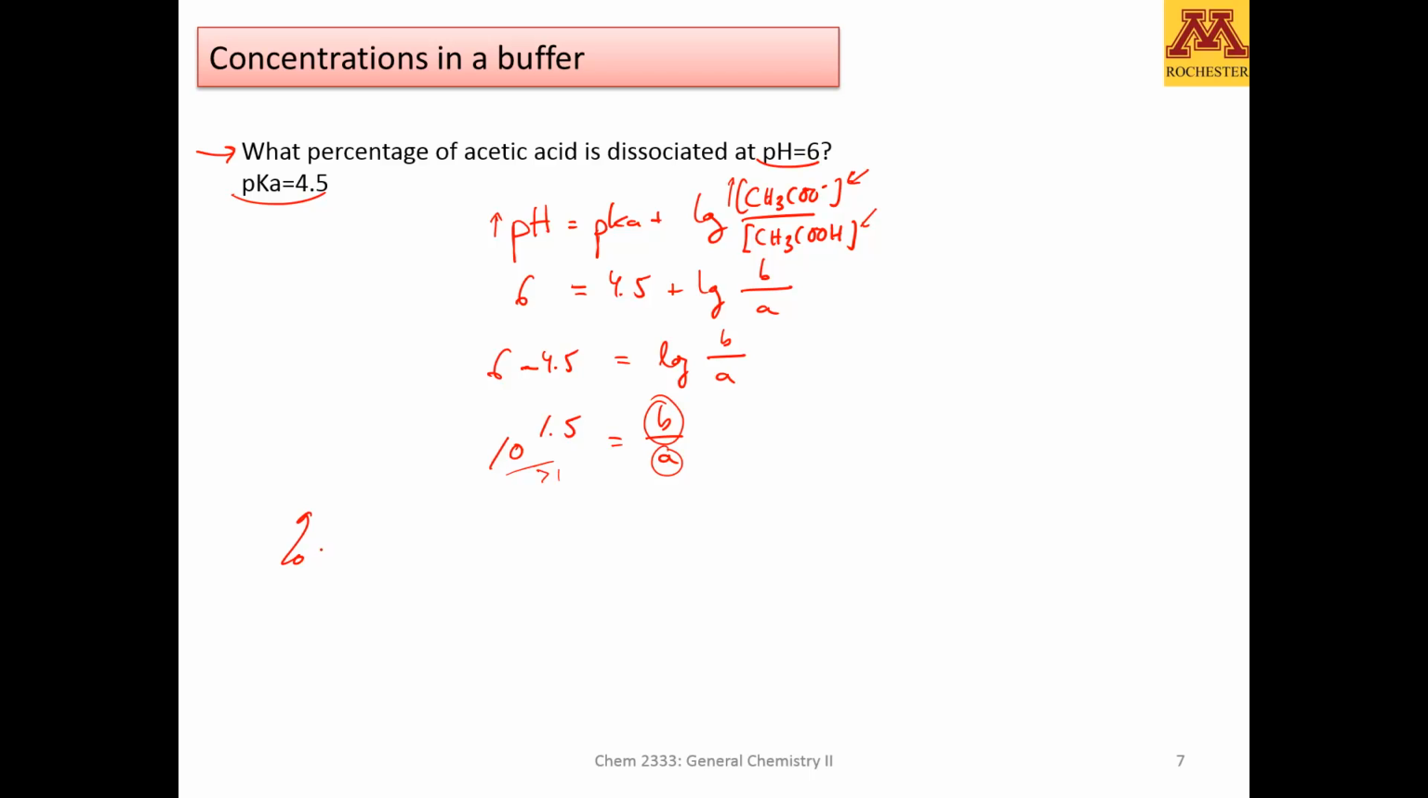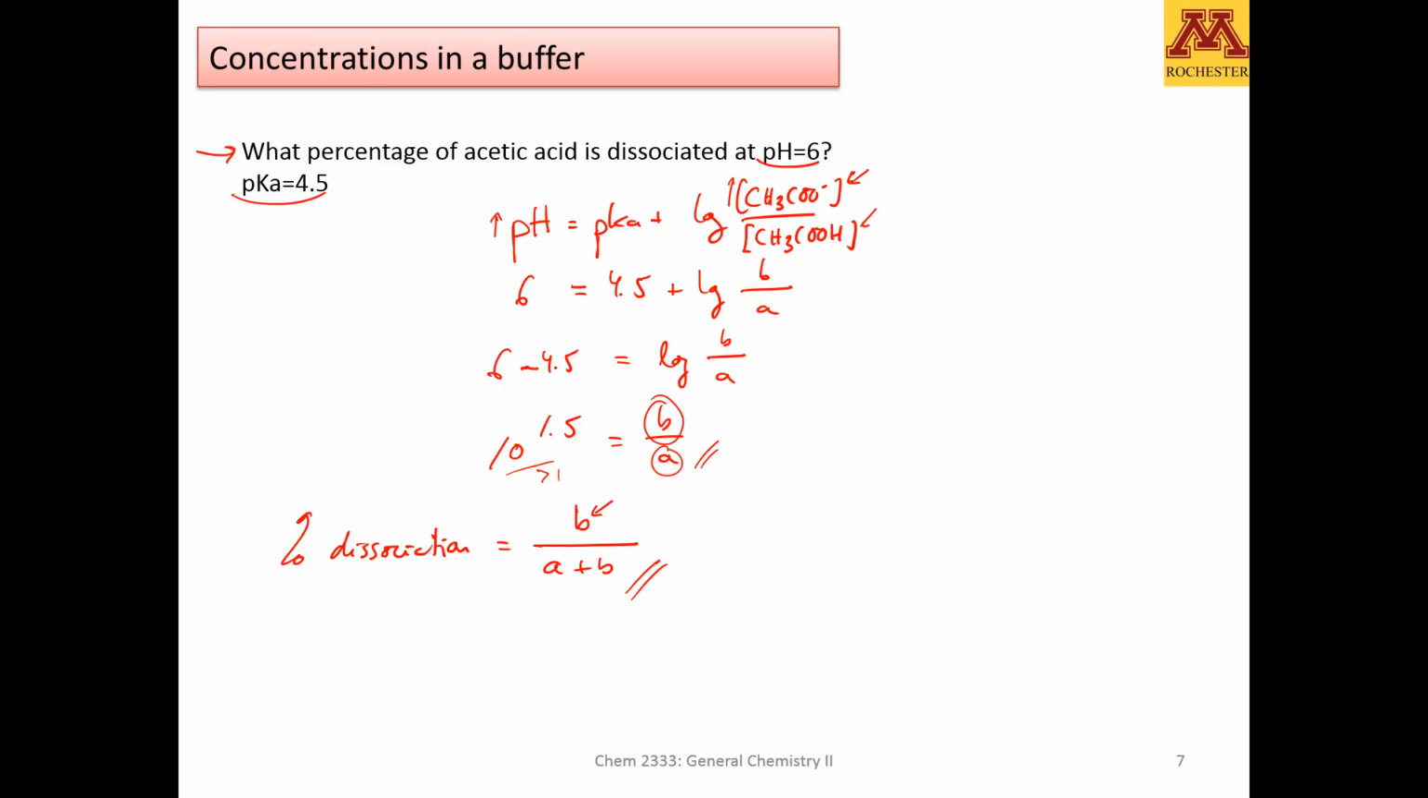Now, sometimes the percentage of acetic acid means the actual percentage of the total amount of acid and base. So depending on the context, and in your homework you will be asked about that, the percentage of dissociation is over the total amount of acid, that is both in acid and base form, and in the numerator there is the base. That is, the larger the amount of base you have, the more dissociated your acid is.